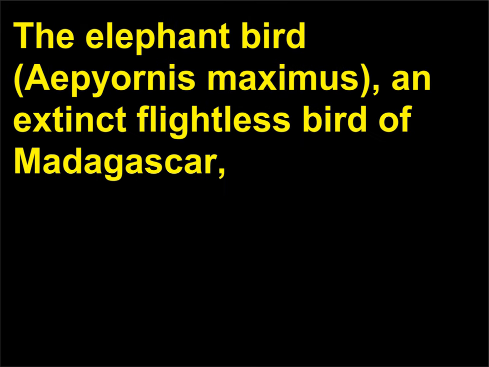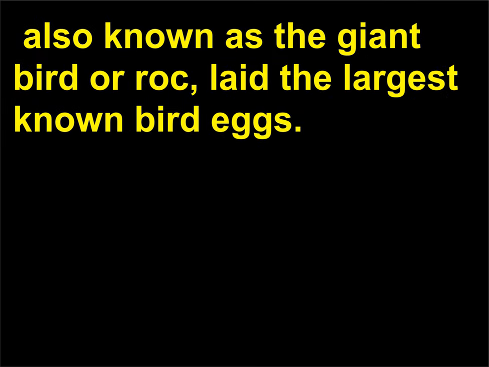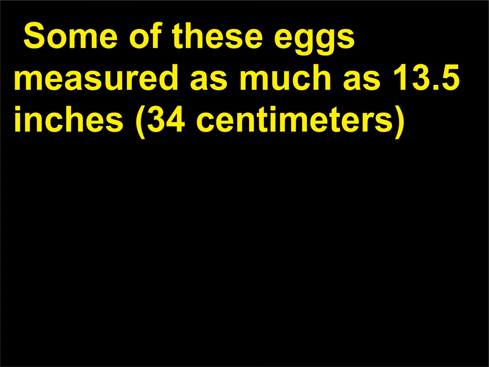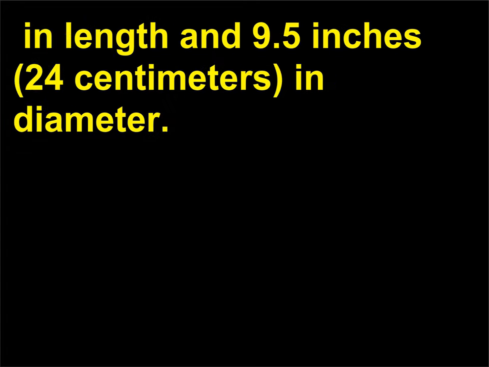The elephant bird, Epiornis maximus, an extinct flightless bird of Madagascar, also known as the giant bird or roc, laid the largest known bird eggs. Some of these eggs measured as much as 13.5 inches, 34 centimeters, in length and 9.5 inches, 24 centimeters, in diameter.